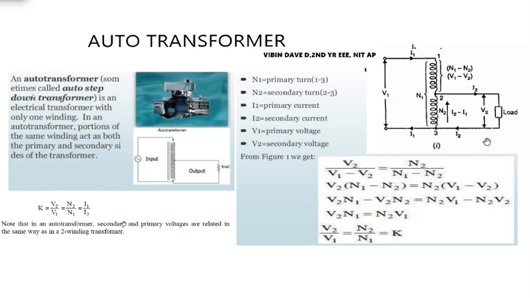In this diagram, as you can see, everything is mentioned: the primary voltage, the secondary voltage, the load. And we are going to derive the relation between primary voltage and secondary voltage. The ratio V2 by V1 minus V2 will be equal to N2 by N1 minus N2, because the turns ratio equals the voltage ratio, as you have already studied in previous classes on the two winding transformer. After deriving it, we can see that the voltage ratio of an autotransformer is the same as that of a two winding transformer. And also V1 minus V2 into I1 will be equal to V2 into I2 minus I1. After simplifying it, we get V2 by V1 equal to I1 by I2. So all these relations are just the same as the two winding transformer.